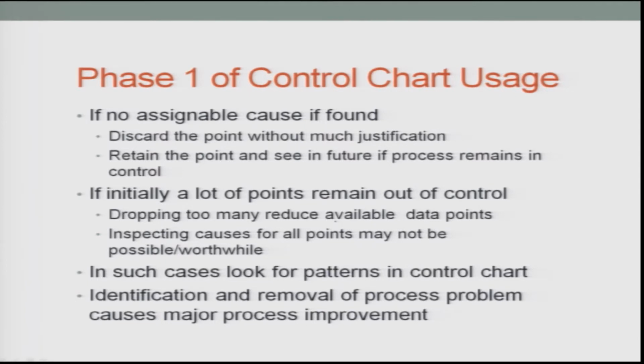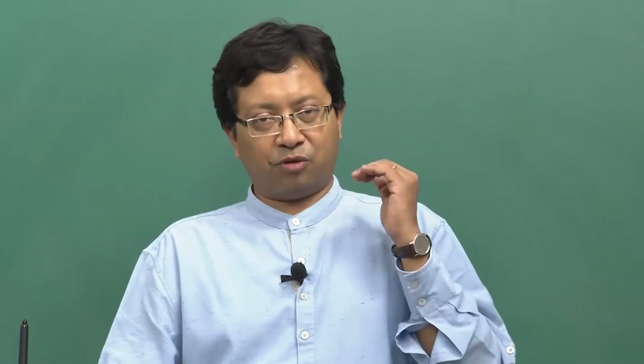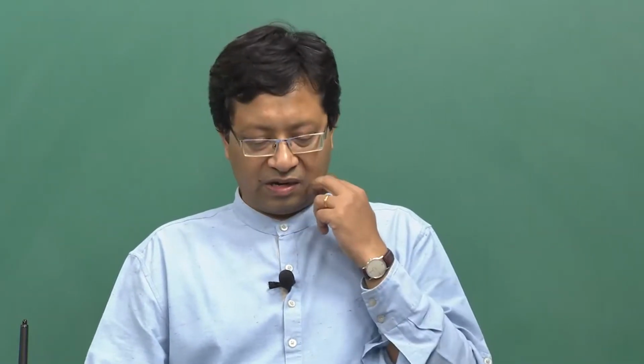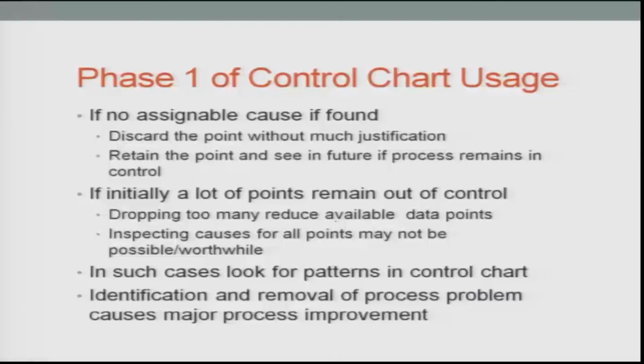If initially a lot of points remain out of control, then dropping too many would reduce the availability of data points. If you drop many of them, the sample size will decrease, which gives you a problem, because for a small sample size, trying to predict the population parameters or population characteristics becomes difficult. Inspecting causes for all the points may not be possible or worthwhile, because that will entail money. So, in such cases, look for patterns in the control charts and take decisions accordingly.